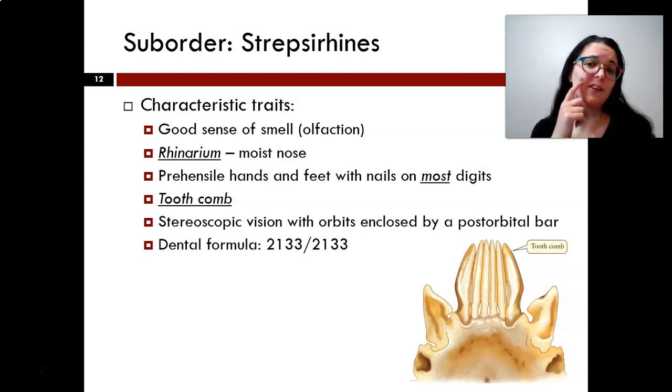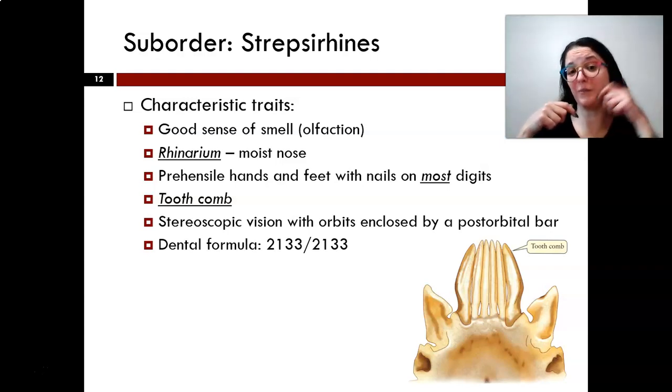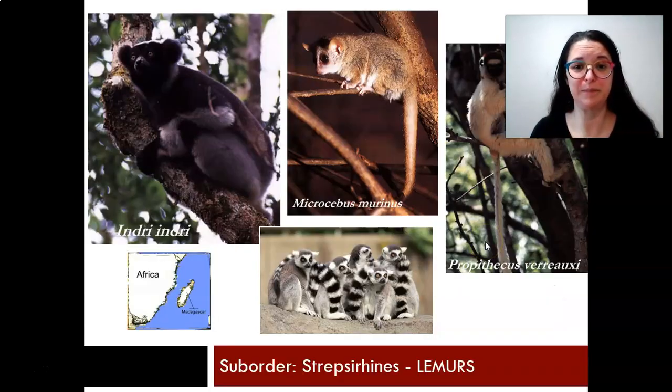So that's the maxillary or the upper teeth, again, in one quadrant, and the lower. But of course, we have 4 quadrants. So this means that the 2-1-3-3 pattern would repeat on the other side.